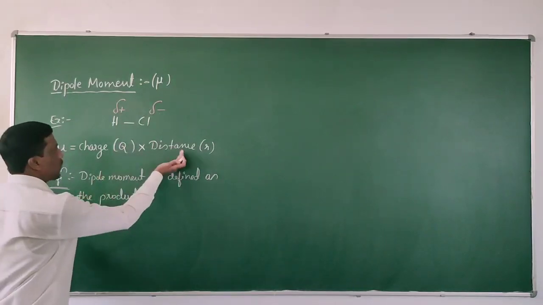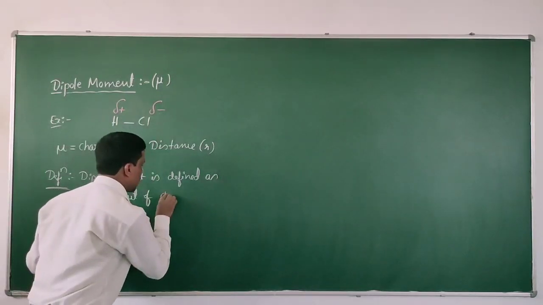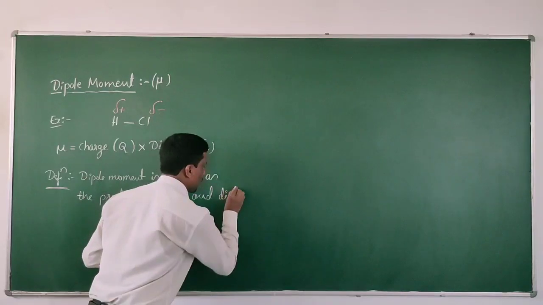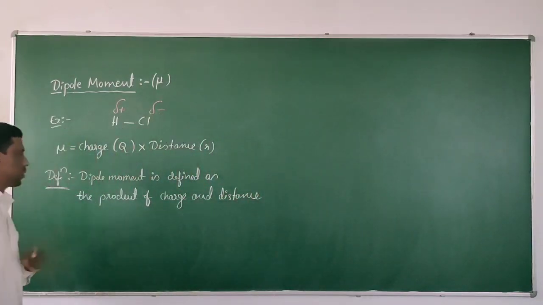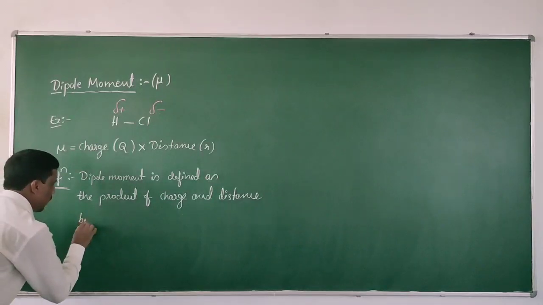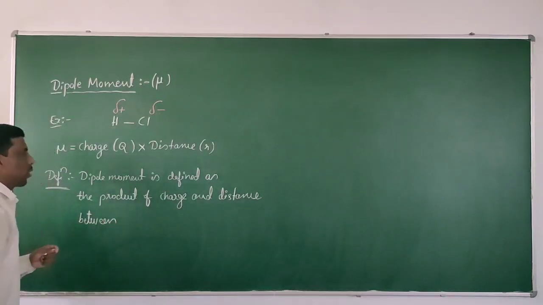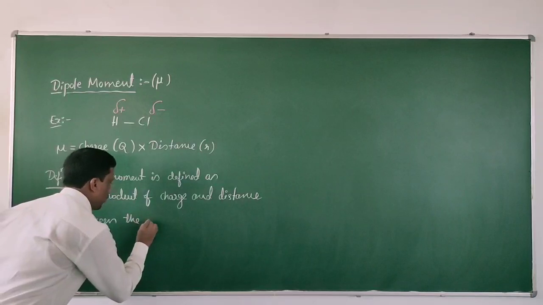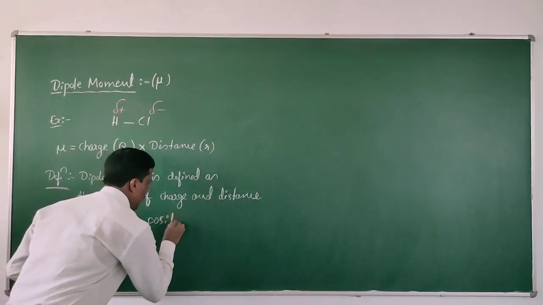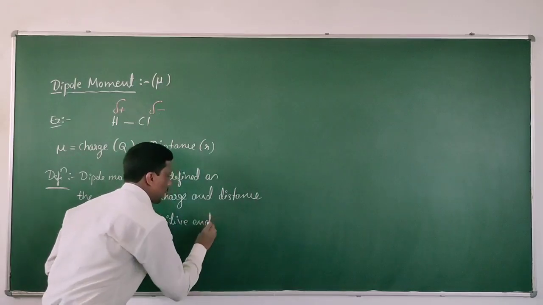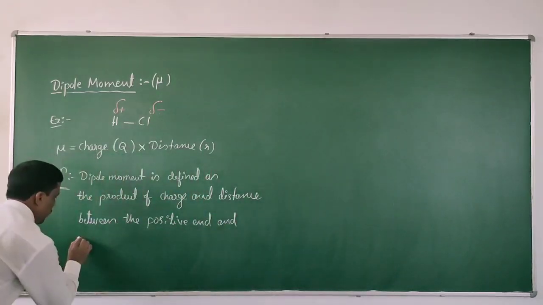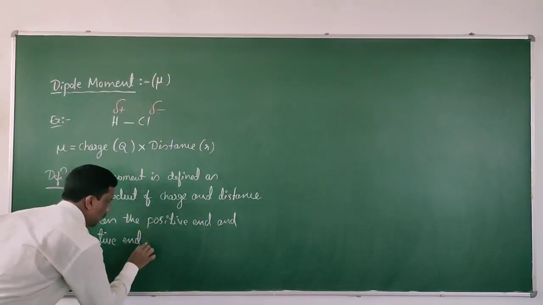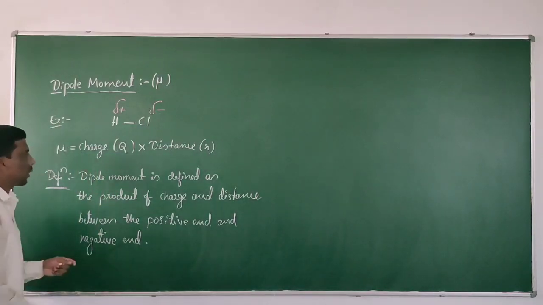The dipole moment is defined as the product of charge and distance between the positive end and negative end. Okay, this is what the dipole moment is.